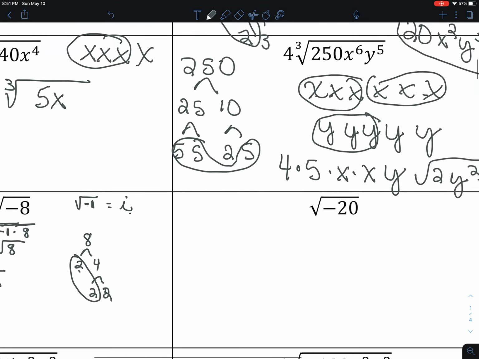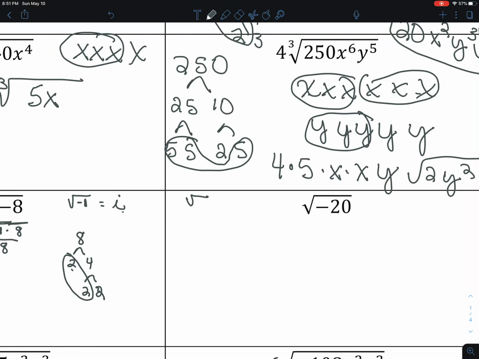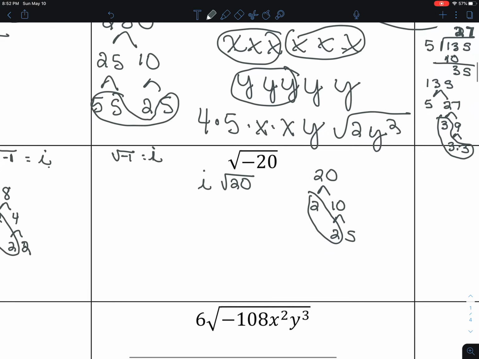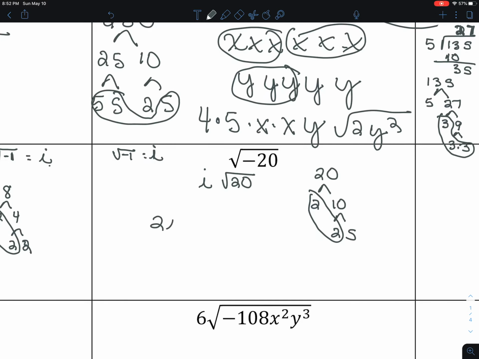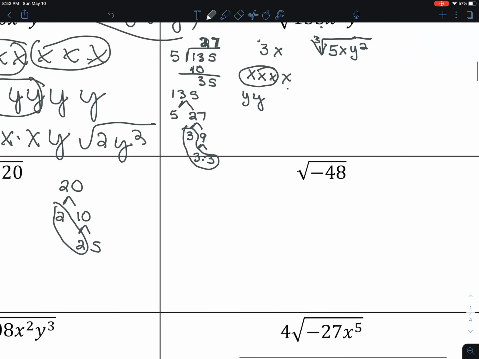Okay? So what we have to remember is that the square root of -1 is i. So we can write this as i square root of 20. So again, we're going to break down 20. 20 is 2 times 10, and then 2 times 5. It's the square root, so I'm looking for a pair. The 2 comes out. We get 2i square root of 5. Okay? Can you try this third one?